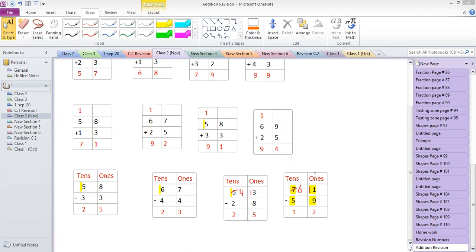One. This is the answer, guys. 12. You cannot subtract 9 from 1. So you will take 1 from the tens, it will become 11. 11 minus 9, 2. And this is not 7 now because it has given 1 to this. This is 6 now. 6 minus 5 equals 1. In that way, you have to do it. Is that clear, guys?